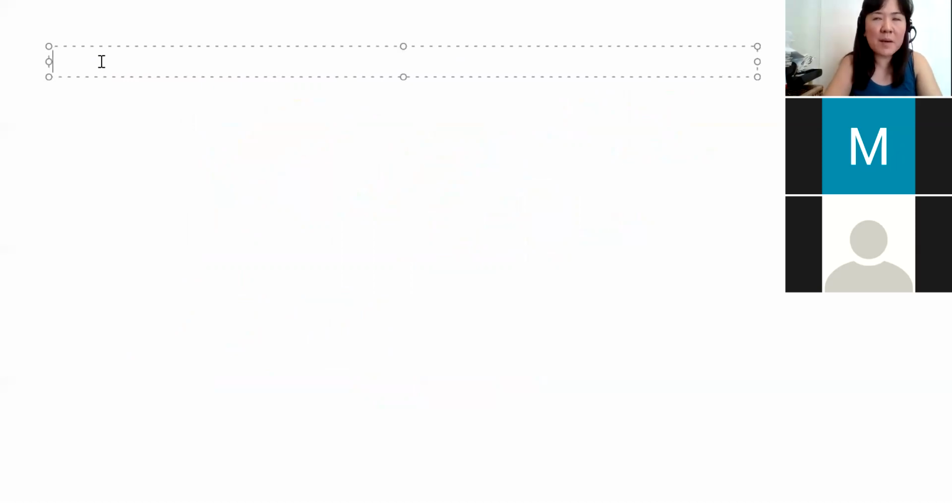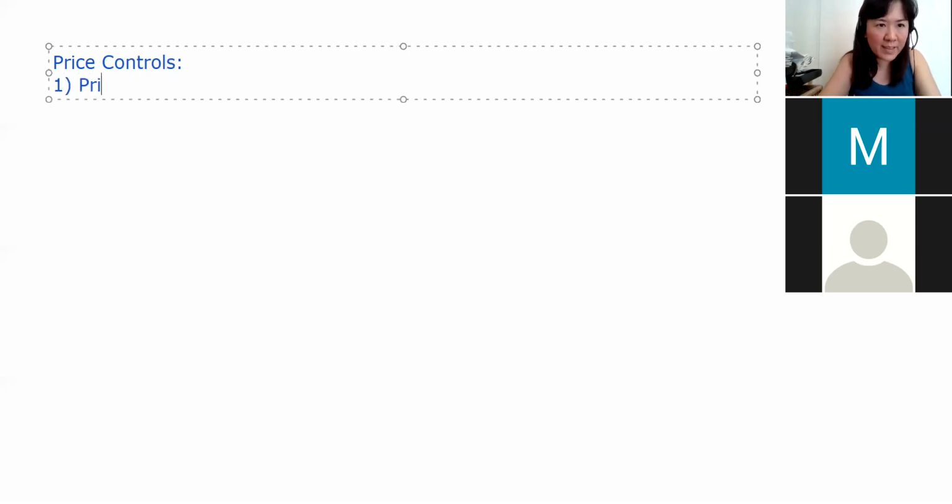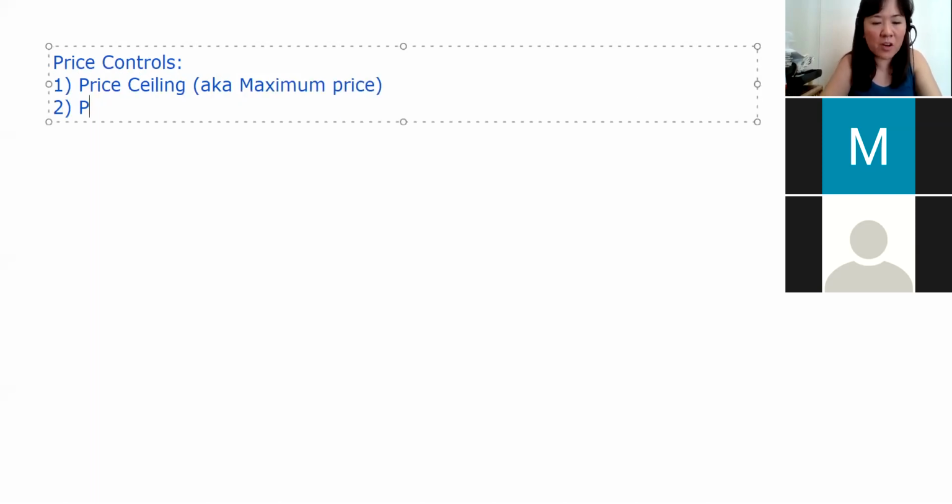Okay, so now when we talk about another form of intervention by the government, we can have what we call a price ceiling. This is under price controls, and we have two types of price controls actually. We have price ceilings, which is sometimes what we call a maximum price, also known as maximum price. And then we have another, which is what we call the price floor, also known as minimum price.